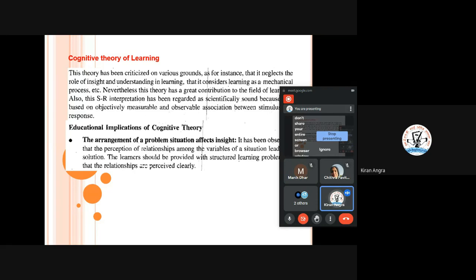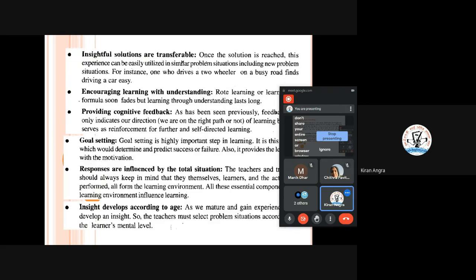For example, if one drives a two-wheeler, he learns the skill of driving. He or she can also drive a car. So once you learn it, the solutions are transferable. Encouraging learning with understanding: earlier you saw that the behavioral approach is a sort of rote learning, learning by formulas. Rote memory or rote learning fades away soon, but if it is through understanding, it lasts long.